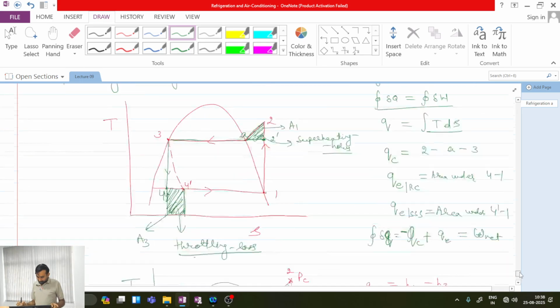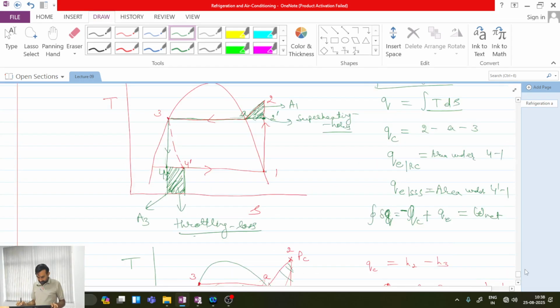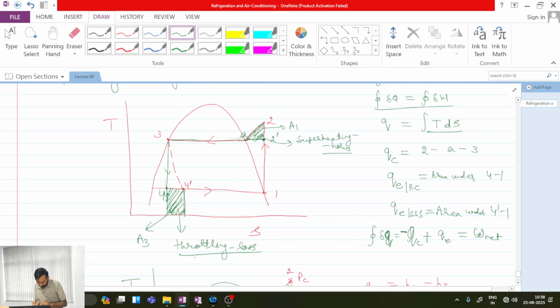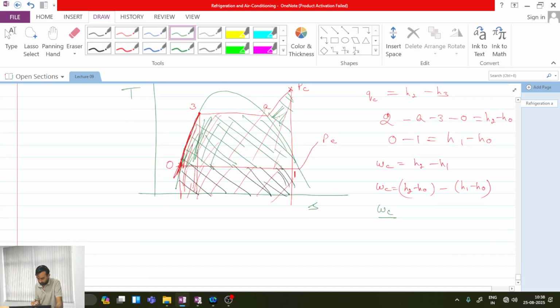Now you compare the previous figure. In the previous figure you are having one superheating horn. That superheating horn is remaining as it is over here also, participating in area. But in the previous figure you were having one additional area from 4 to 4 dash, which I was calling as throttling loss. But when I made this approximation, this throttling loss is gone from here and it has gone to this additional area from 0, 4, 3. All are clear with this point?